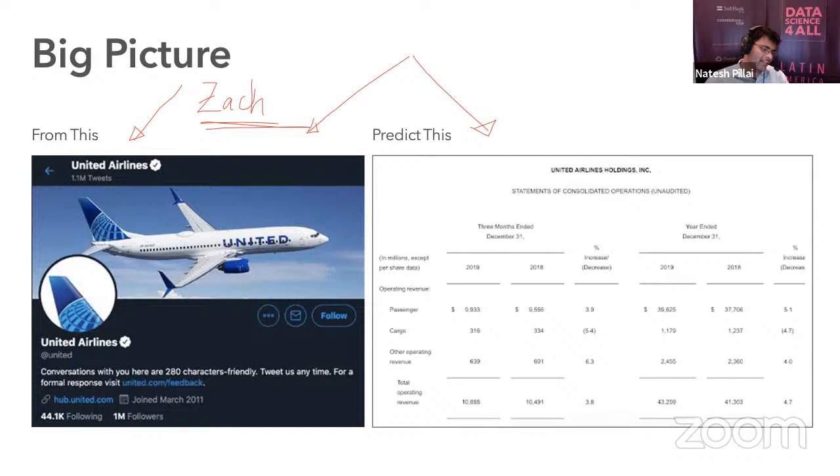I did this in the last 3 years. Miriam, I didn't do this in 2020, because obviously COVID is a different thing.